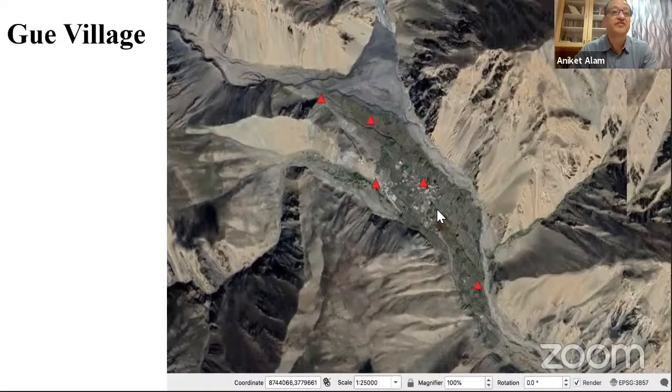And this is how it looks. Say, for example, you go to Gyu village. You can actually clearly see, this is one of the better visuals we got. You see the agricultural areas, and these five triangles are the chortens, right? These are the chortens which were basically protecting the village. Traditionally, these are the spiritual guards for the village.